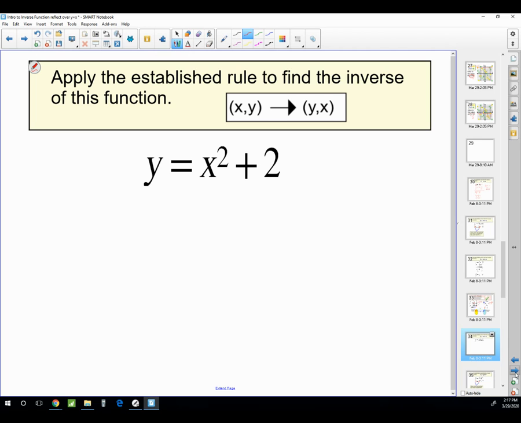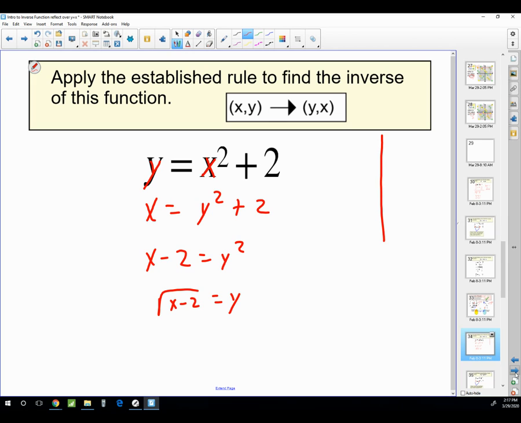All right, we switch. Y becomes x and x becomes y, and then that's it. But then we want to be mathematically correct. So let's subtract 2 on both sides and take the square root of both sides. Now, we have a problem here that if we go back and look at a simple graph of the original function, it is this, and it does fail the horizontal line test that we've talked about. So the inverse is not a function.